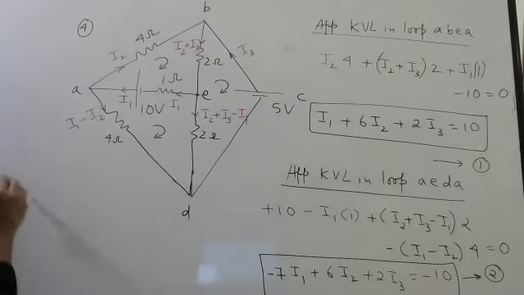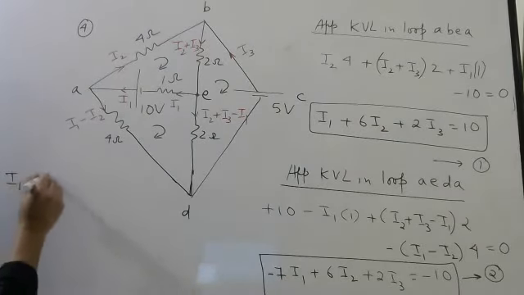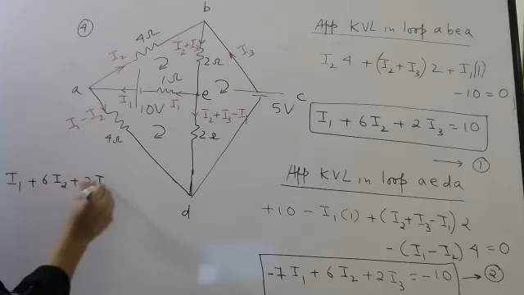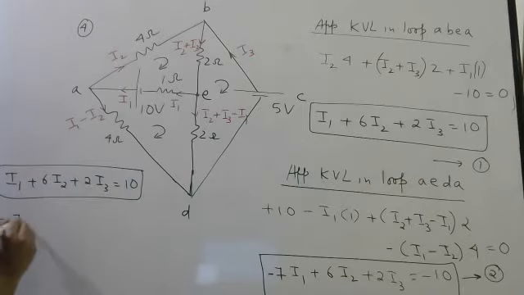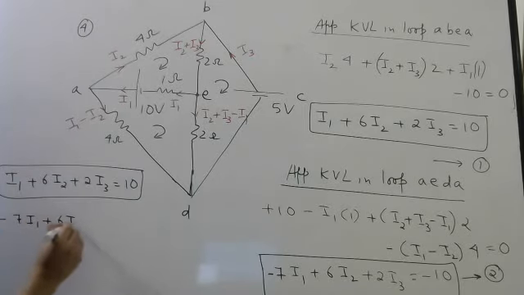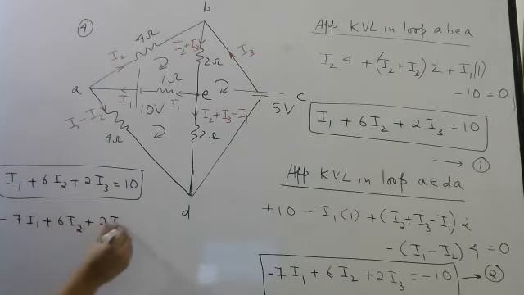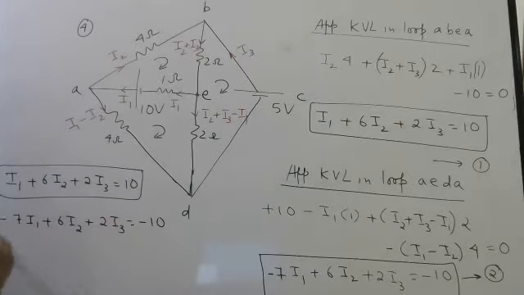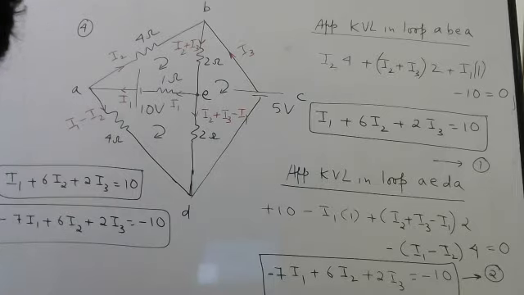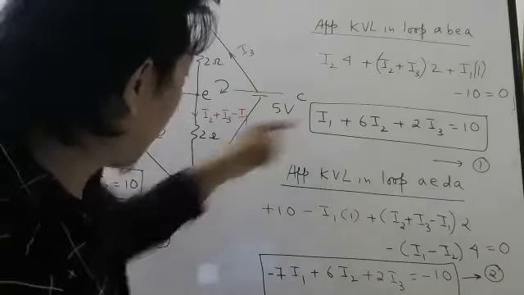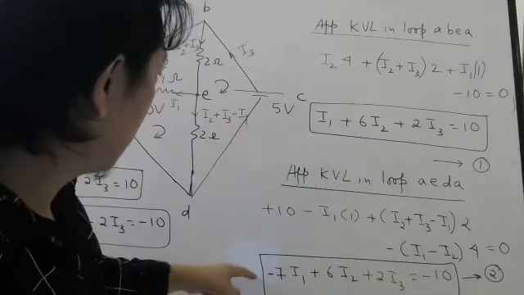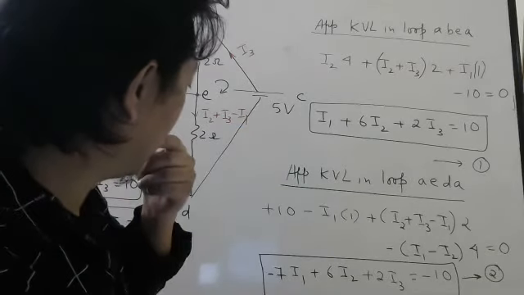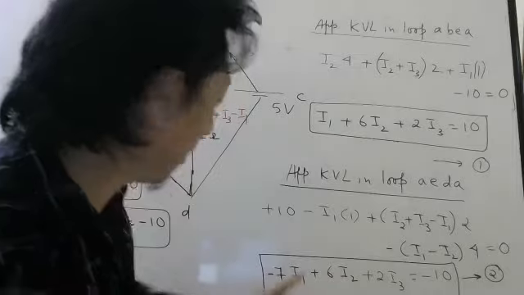So let me write the equations here. I1 plus 6I2 plus 2I3 equals 10, first equation. Minus 7I1 plus 6I2 plus 2I3 equals minus 10. I think I don't need another equation. Wait. If I add these two, oh no, I will still get I3 and I1. No, I need one more equation.